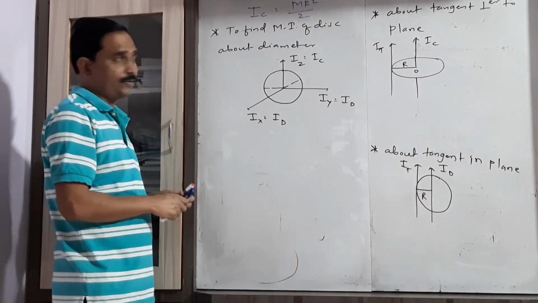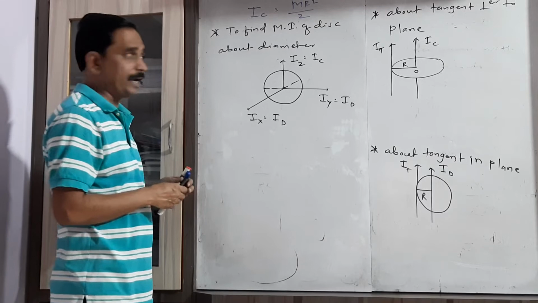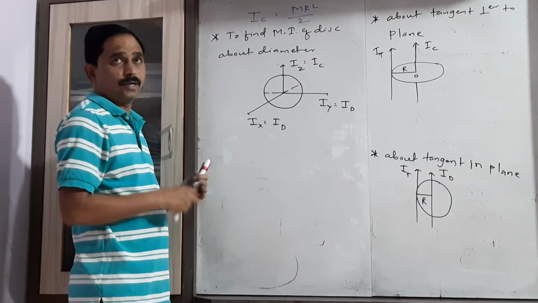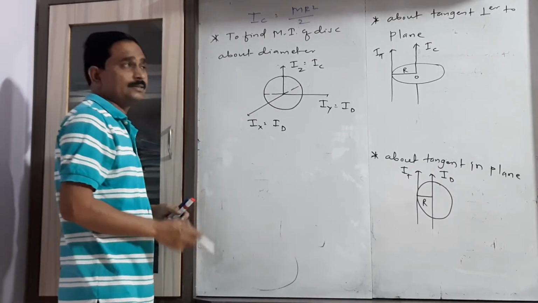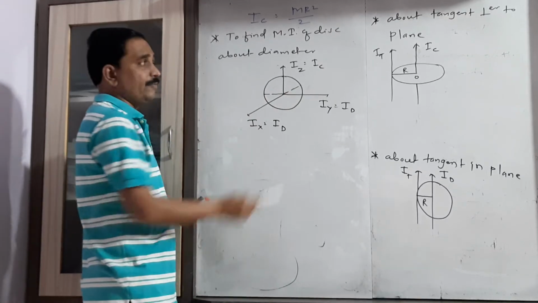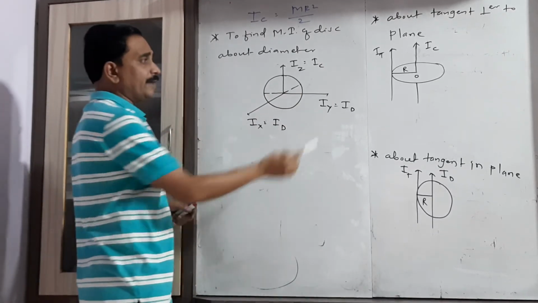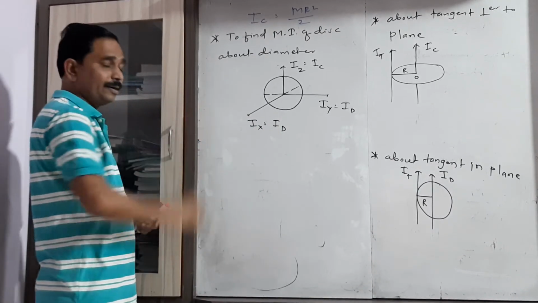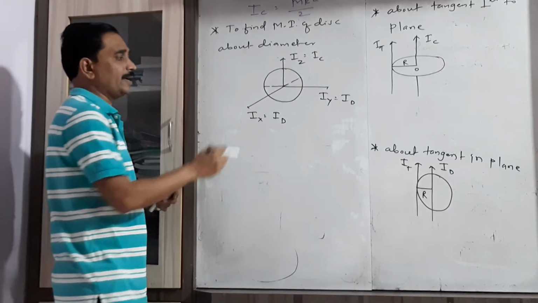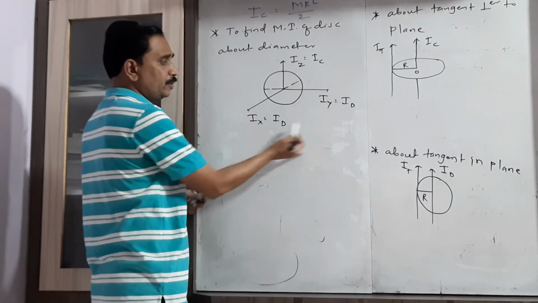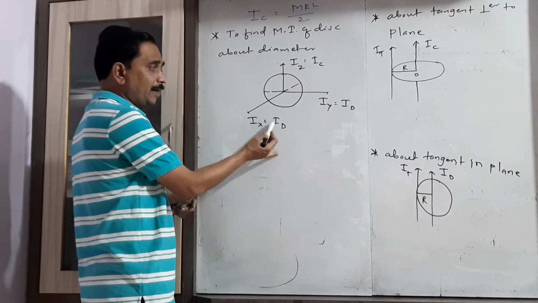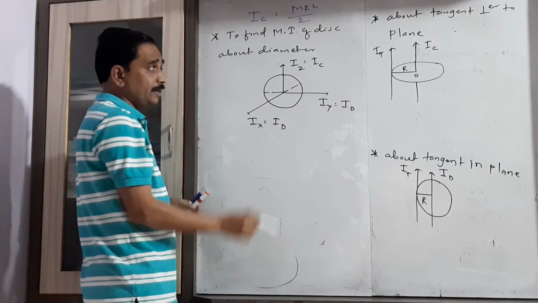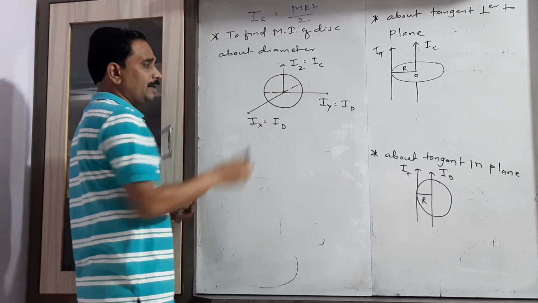So let us consider the first one, about diameter. Again, you have to consider the disk which is thin and uniform. You have to consider 3 axes now. One axis, the z axis, passes through the center, and we consider 2 axes x and y along the diameter of the disk. So I write here Ix and Iy equal to Id, moment of inertia about diameter. And I write here Iz equal to Ic because this is the axis passing through the center.